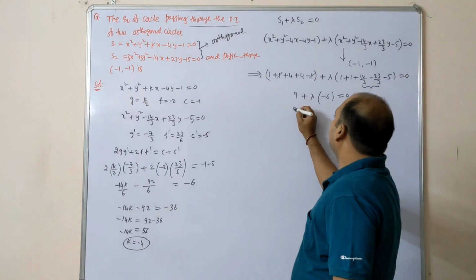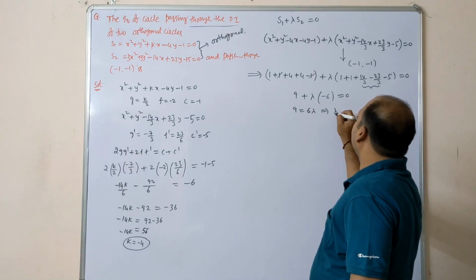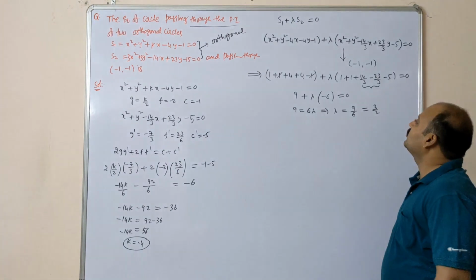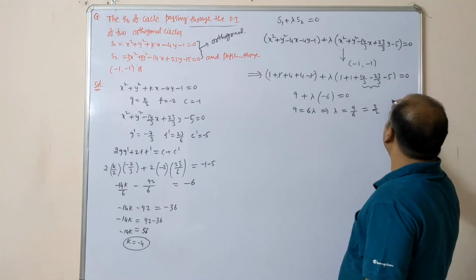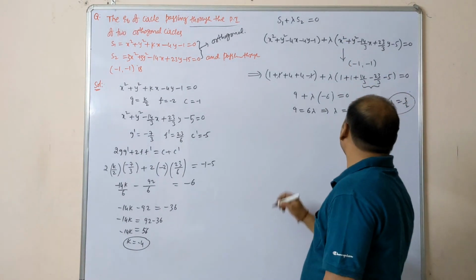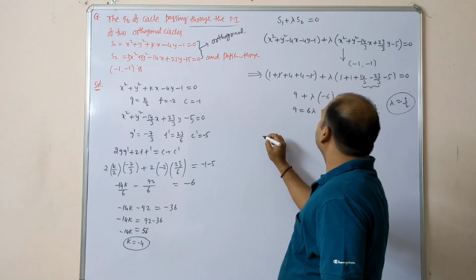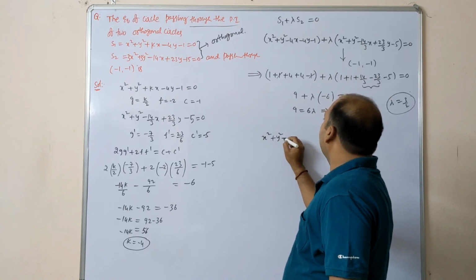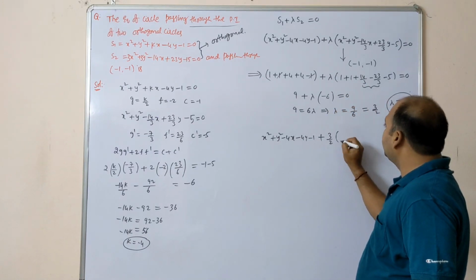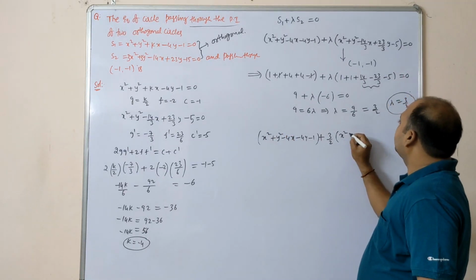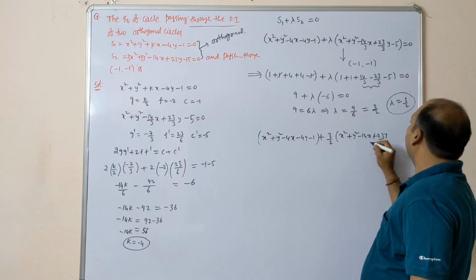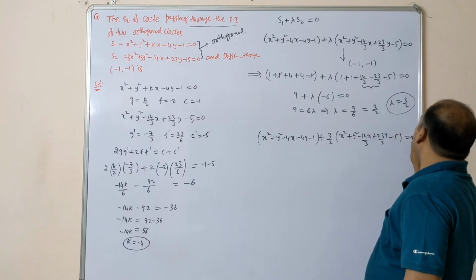So 9 is equal to 6 lambda. That implies lambda is equal to 9 by 6, which is 3 by 2. Lambda equal to 3 by 2. Substitute in this equation and simplify. So now x square plus y square minus 4x minus 4y minus 1, plus 3 by 2 into x square plus y square minus 14x plus 23y by 3 minus 5 equal to 0.